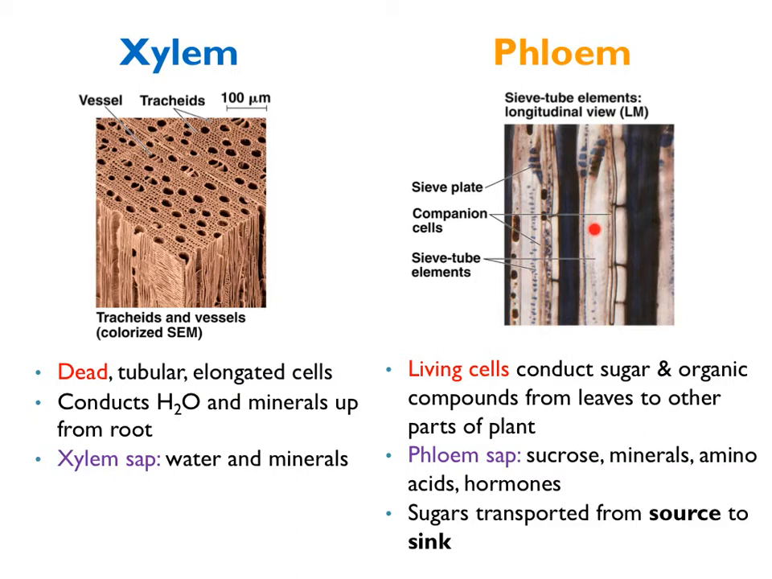Over on the right side, you see an example of phloem. And phloem actually contains living cells because you have to load sugar and other materials into the phloem, and that requires living cells to do that. Phloem conducts sugar and organic compounds from the leaves to other parts of the plant. The phloem sap is actually sweet because it contains sugar such as sucrose, minerals, amino acids, and hormones. And the sugar is transported from the areas of the plant that make the sugar, called the source, to areas of the plant that require the sugar or will actually store it, and that's called the sink.